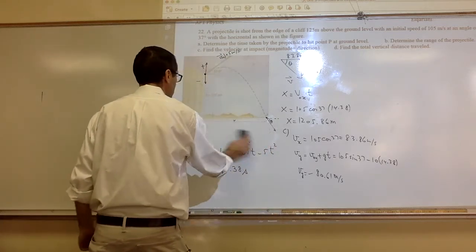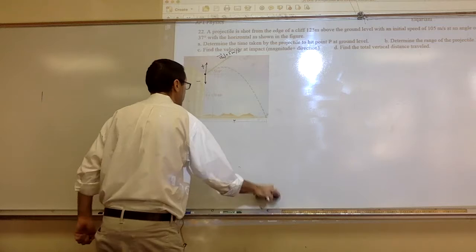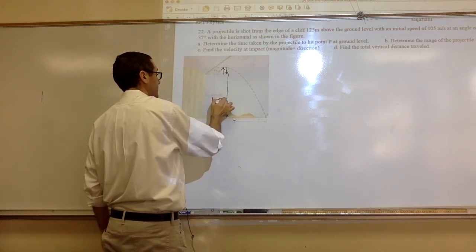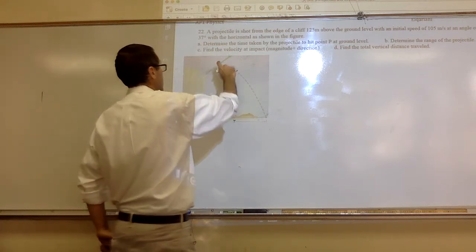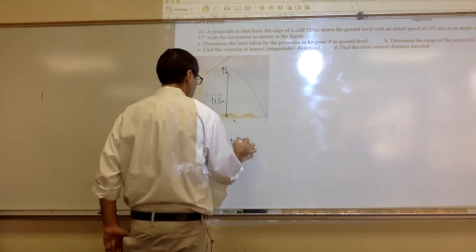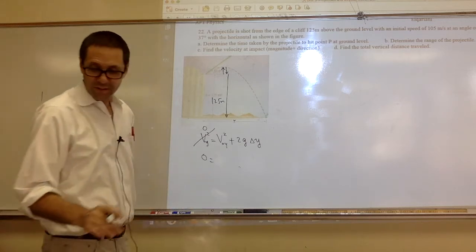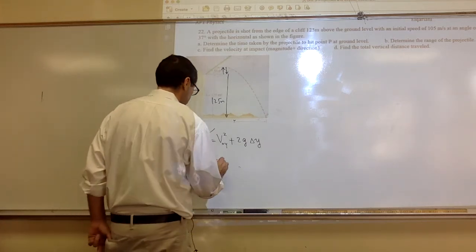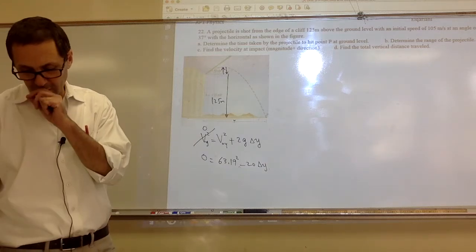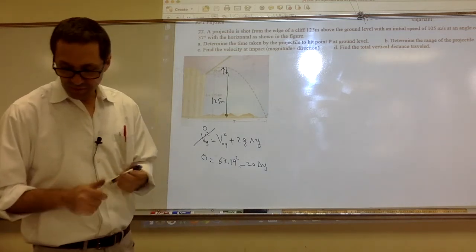The last thing we're going to do is find the total vertical distance traveled. In other words, we find the distance it goes up to here, double that, and add 125 to that. So let's figure out the maximum height that it reaches. For that, I'm going to do Vy squared is V0y squared plus 2g delta y. At the highest point, it stops moving vertically, so Vy is zero. V0y is 63.19 minus 20 times delta y, and you get a delta y equal to 199.65. You double that and add 125 on top of that, and you should get 524.30.